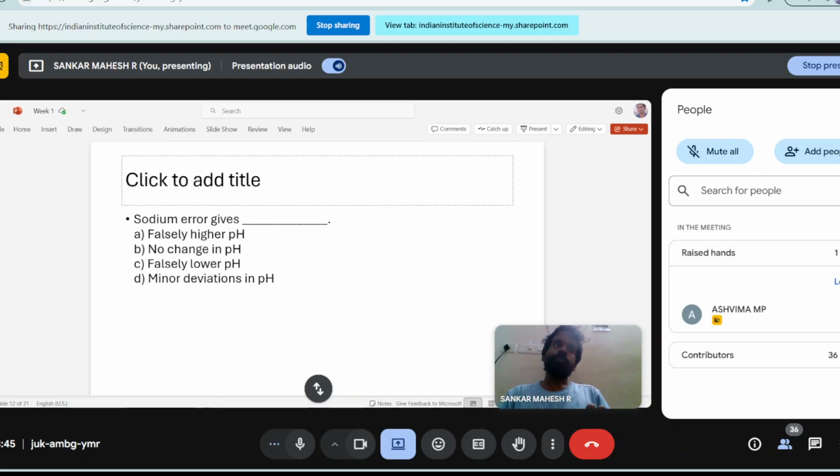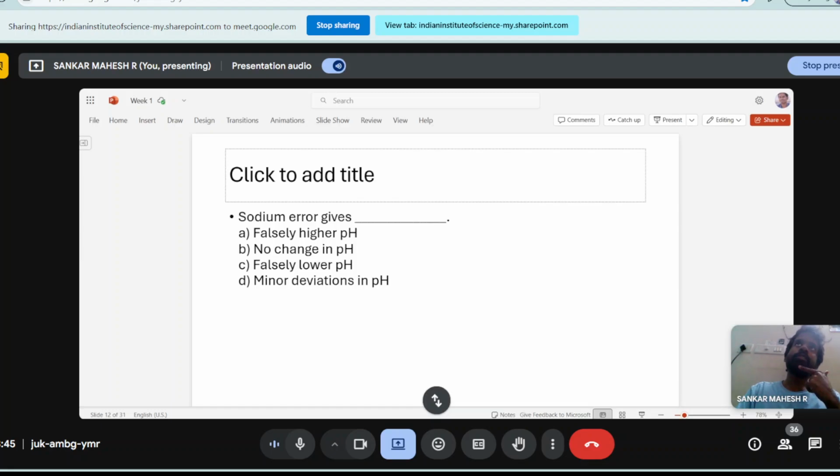One thing that we need to understand is that every solution would have hydrogen ion if it's made out of water, but every solution will not have sodium ion. So, when do you have sodium ion in solution? Can anyone try answering this?